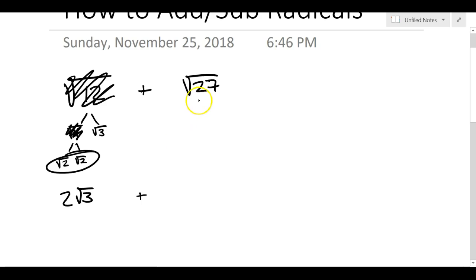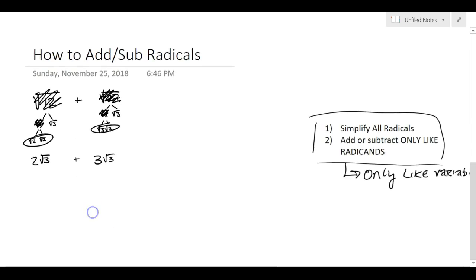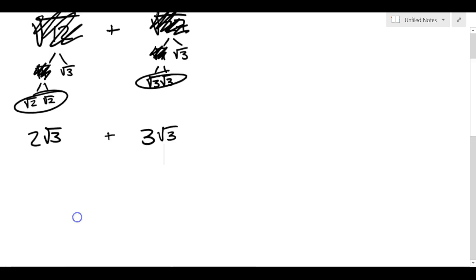plus 27 breaks down into 9 and 3. 9 breaks down into 3 and 3. Well, I have a pair of 3's and a 3 inside the radical. Now, do I have any like radicands? Well, yes, radical 3 is the same as radical 3, so I can add these exactly the same as if it were 2x plus 3x. That gives me 5 radical 3. And that's all it is. Very, very simple.